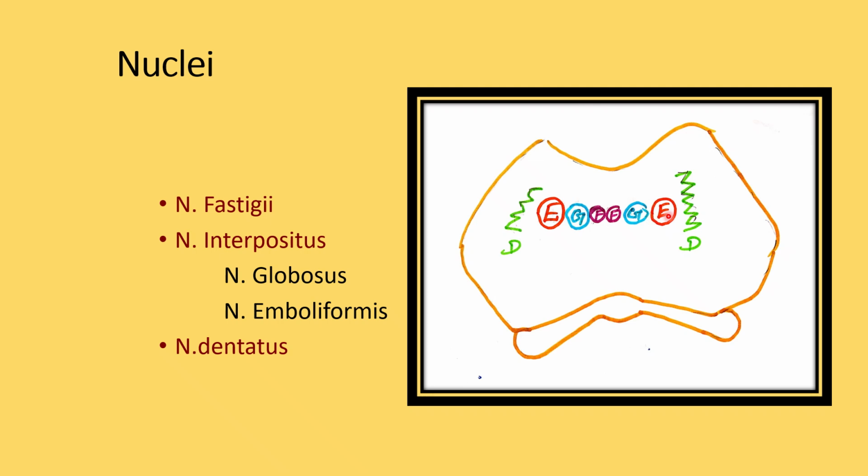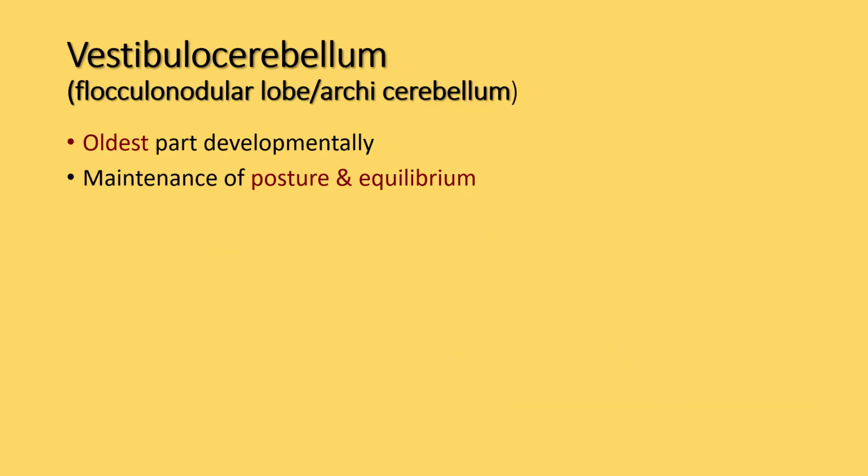Nuclei fastigii, globosus, and emboliformis are connected through the spinocerebellum. The spinocerebellum is important for controlling the muscle tone. And the dentate nucleus is connected through the cerebrocerebellum. It is important for the coordination of the movements. Vestibulocerebellum.